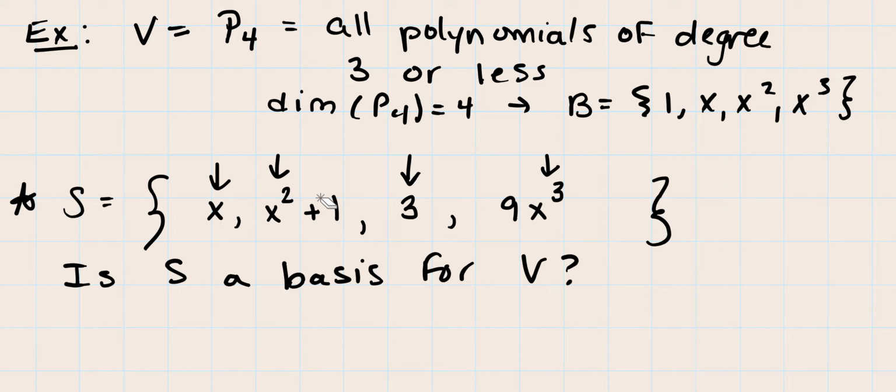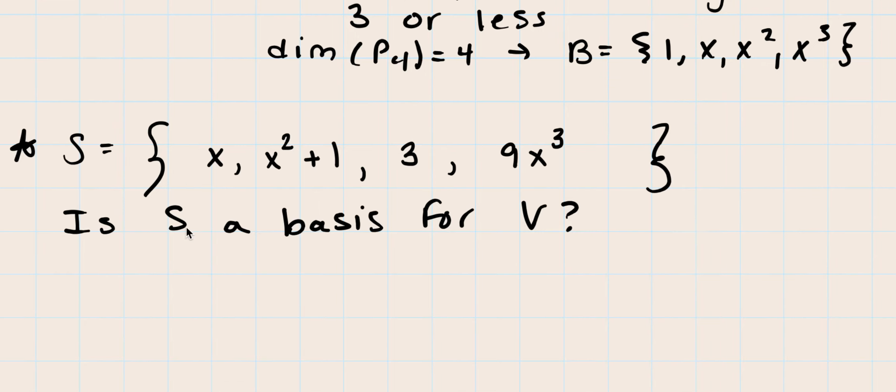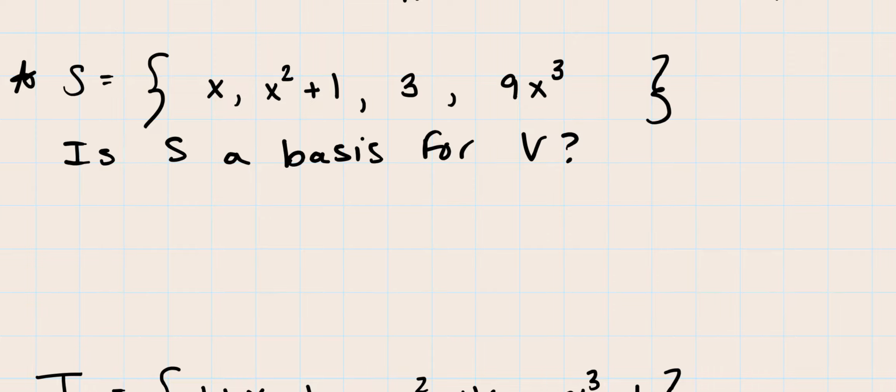There's no way that I can get this one from these 3, and there's no way that I can get this one from these 3, because there's no x term in these. So I can already tell just by looking at them that they're linearly independent. But there's another way to do this. What you're going to do is think of these vectors as vectors in R4. So let me tell you what I mean.